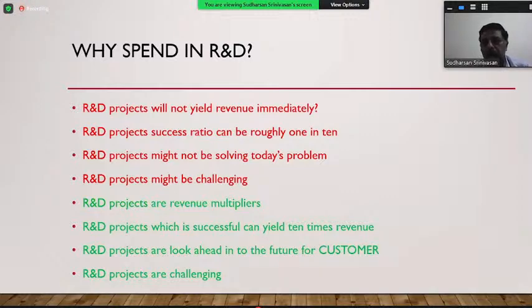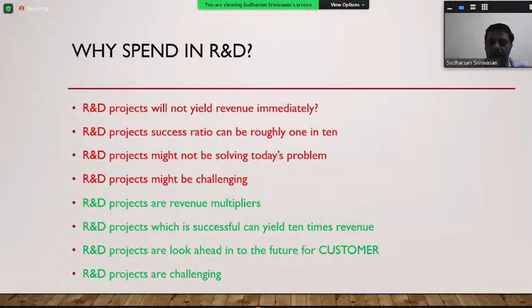The main reason to spend in R&D projects is that they are revenue multipliers. What I mean by revenues, you might see the correlation to the first bullet, where I'm saying it's not generating revenue immediately, but I'm working on a solution for the future. So I will be the first one to provide such a solution, a different solution, or a path-breaking solution. So the revenue that I'm going to generate is going to be multiple fold compared to continuously doing the same thing, where the gross margin I get is not that high, than an R&D project, which will yield a higher revenue.